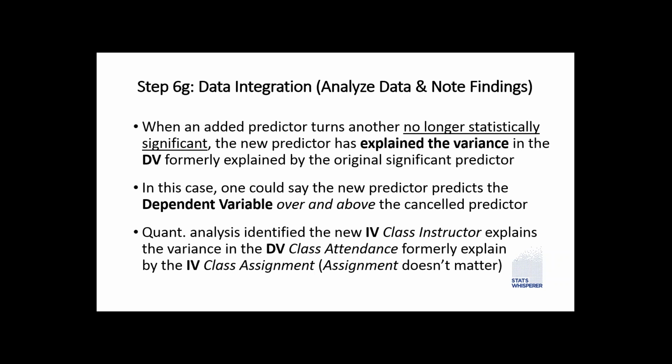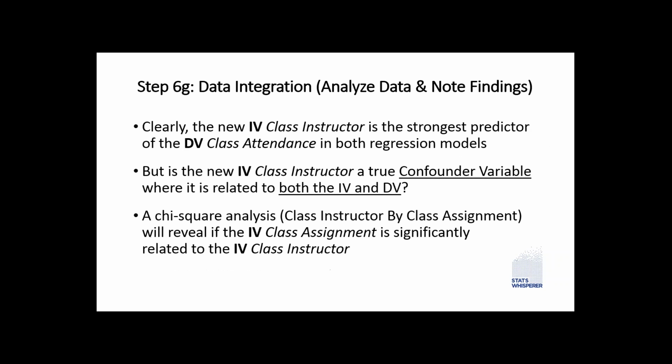So you could say the dependent variable was predicted over and above by the new predictor, which is class instructor. So it's basically saying that when you consider class instructor, class assignment really doesn't even matter anymore in explaining class attendance. So clearly the independent variable class instructor is the strongest in our regression models.